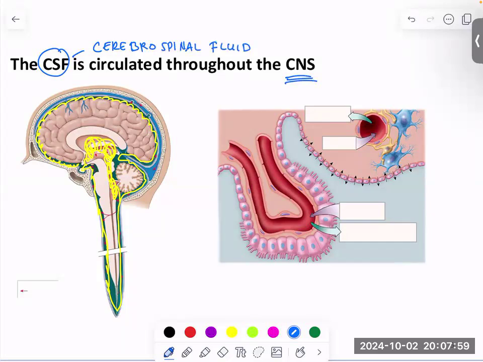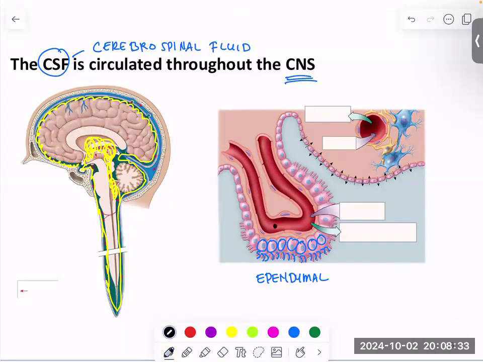We have to recall which cells in the central nervous system make cerebrospinal fluid. These cells have cilia. What are those cells called that I'm outlining in blue? Who remembers? The ependymal cells. They sit next to the blood.